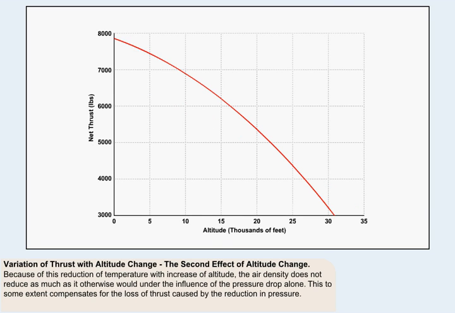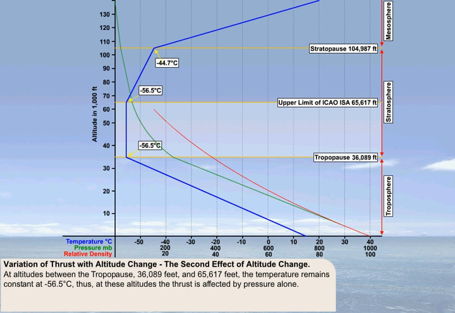The fall of temperature with altitude increase has a second effect on engine thrust. Because of this reduction of temperature, the air density does not reduce as much as it otherwise would, under the influence of the pressure drop alone. This, to some extent, compensates for the loss of thrust caused by the reduction in pressure. This compensation continues to have effect until the tropopause, which is at 36,089 feet.